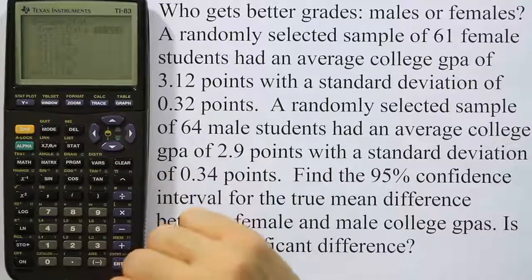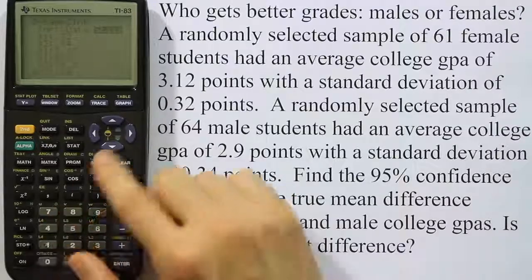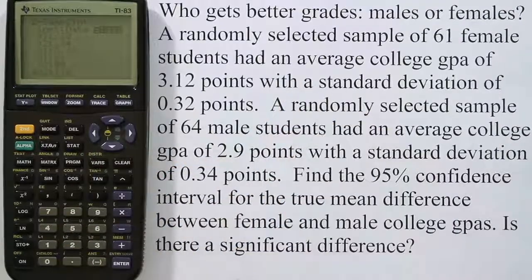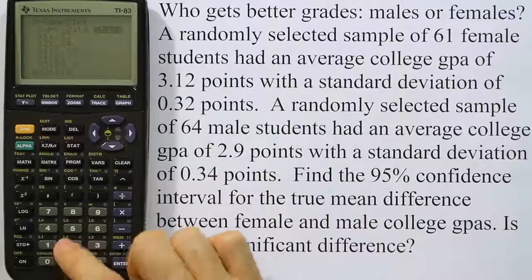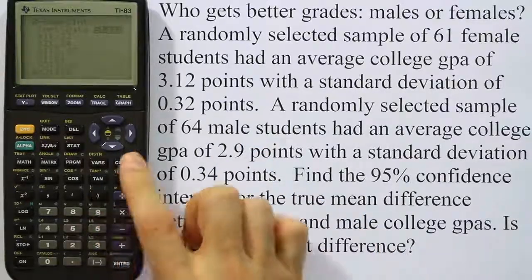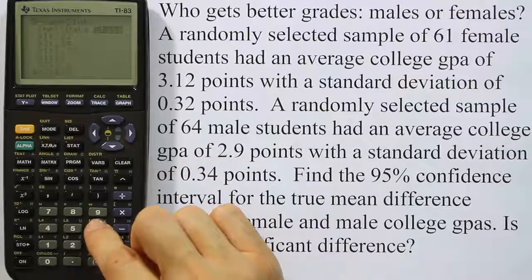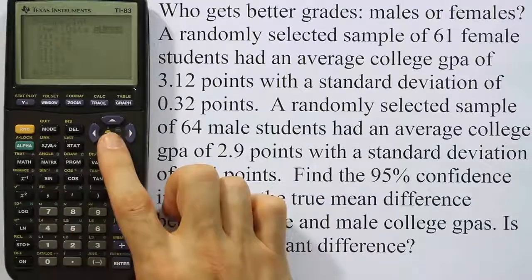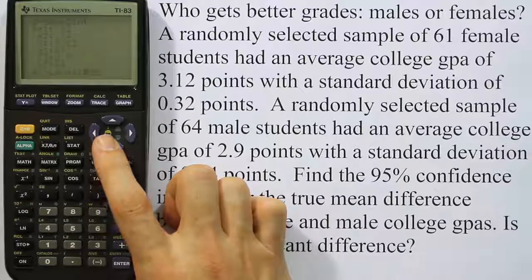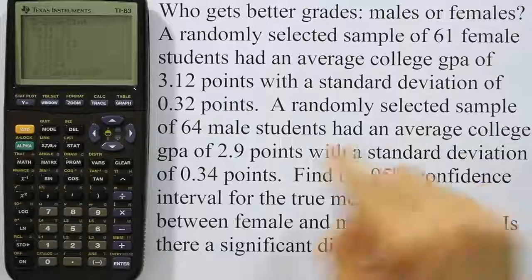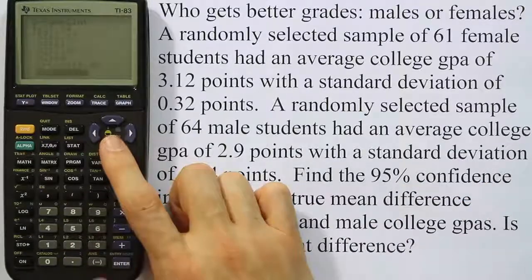And then arrow down and enter the n for the first population, which will be the females. That's 61. And you go down and enter the mean for the second group. In the case of the second group, the male students, it's 2.9, so 2.9. Then you come down here and you enter the sample size. For males, it was 64. Okay, at that point, we have all of the summary data values entered, and now we need the confidence level, which is 0.95 in this problem, 95%. And then you just hit calculate.